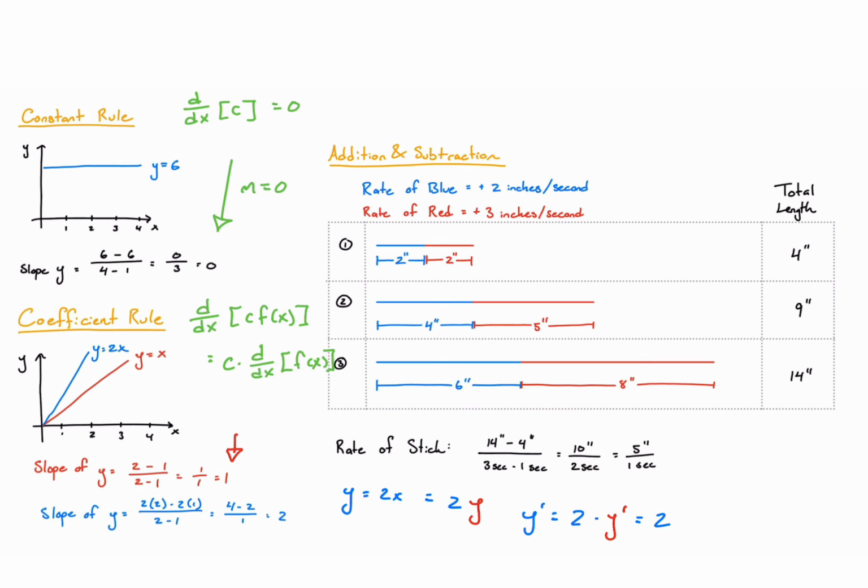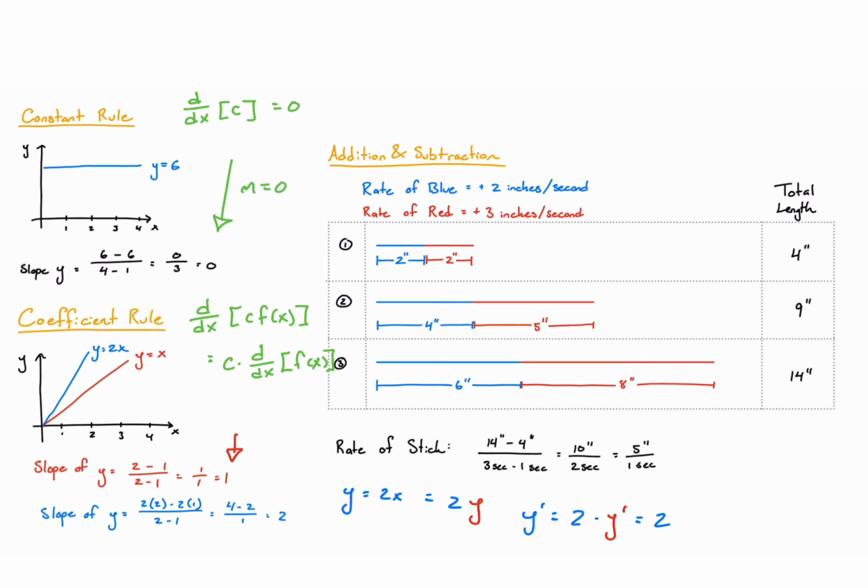And then finally here we have our addition and subtraction rule. So the way that I like to think about addition and subtraction with rate of change is if you imagine that you have a stick. So here we've got a stick of two parts. We've got a blue part of our stick and a red part of our stick. And at the beginning, the blue part of the stick is 2 inches long and the red part of the stick is 2 inches long. And the blue part is increasing at a rate of 2 inches per second. So that's the derivative, because it's a rate of change. That's how fast it's changing. It's a slope.